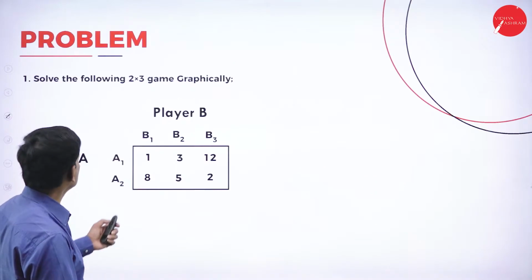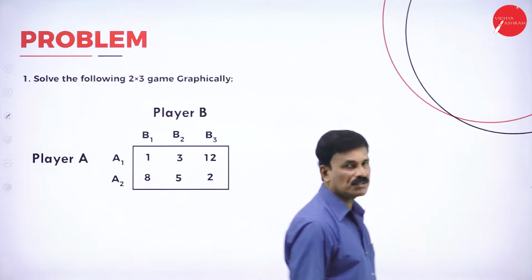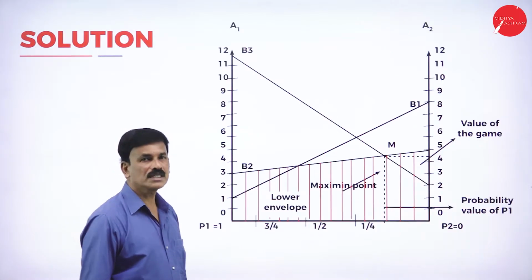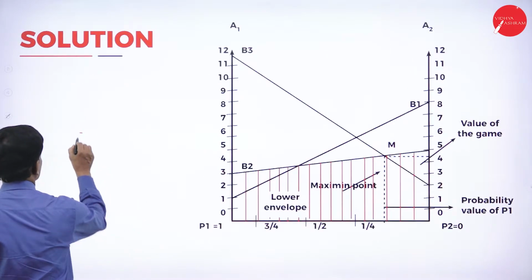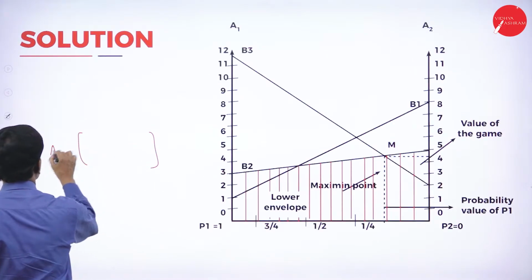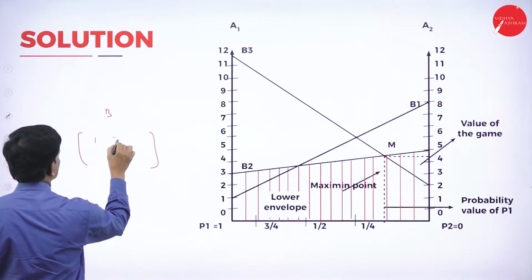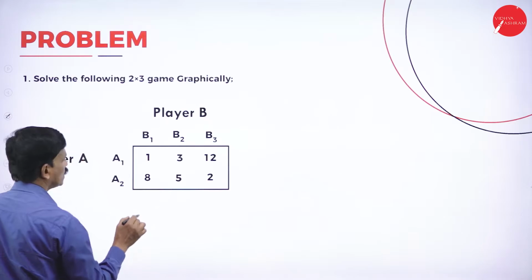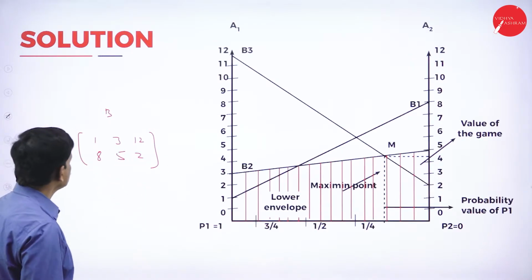Now let us come to the problem. This is an important problem. You may expect this type of question for 7 or 8 marks. Now let us draw the graph. What is the problem given here? For player A and B, A contains 1, 3, 12 and B contains 8, 5, 2.